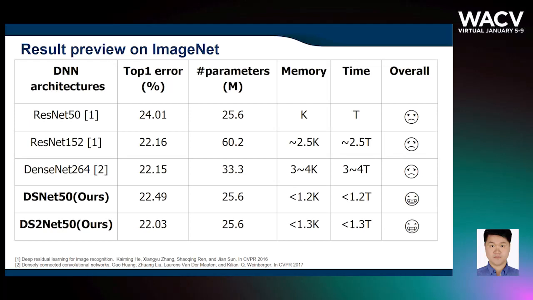Before we go to the details, let's have a preview of the results on ImageNet. Our proposed DSNet 50 or DS2Net 50 outperforms much deeper ResNet 152 and achieves comparable performance as DenseNet 264. Note that our DSNet requires much less GPU resources in terms of GPU memory and computation time.